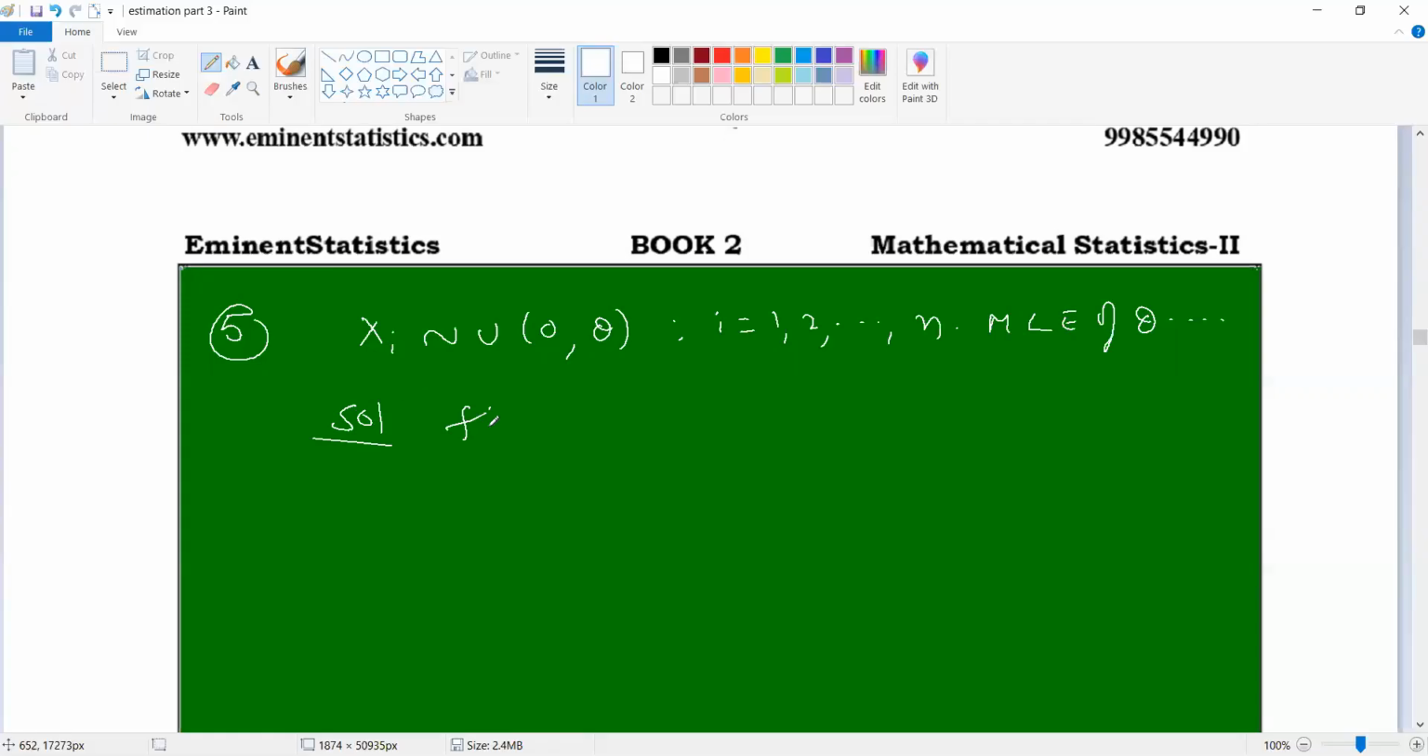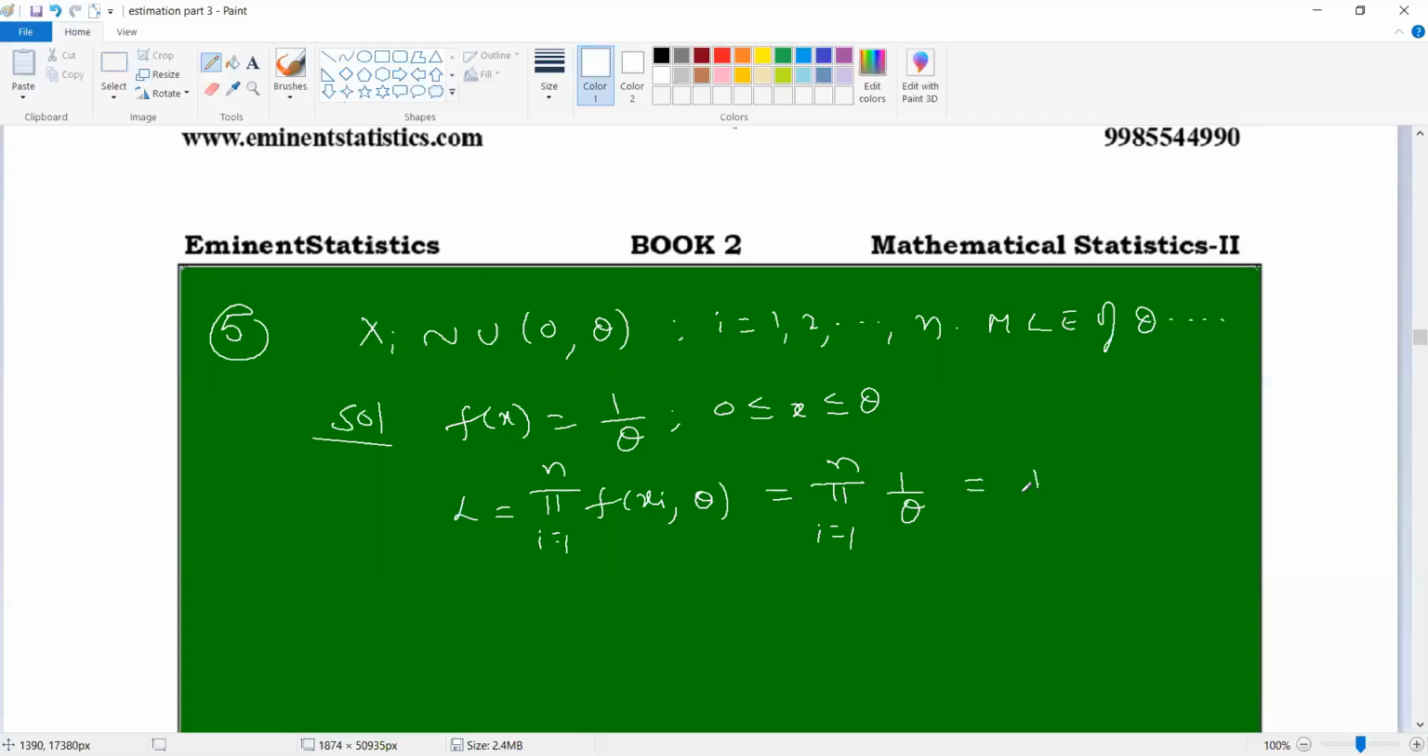Now the PDF is f of x equal to 1 by theta, for 0 less than or equal to x less than or equal to theta. As per the usual procedure, the likelihood function L is the product for i equal to 1 to n of f of xi comma theta, which is the product for i equal to 1 to n of 1 by theta. That is equal to 1 by theta power n.